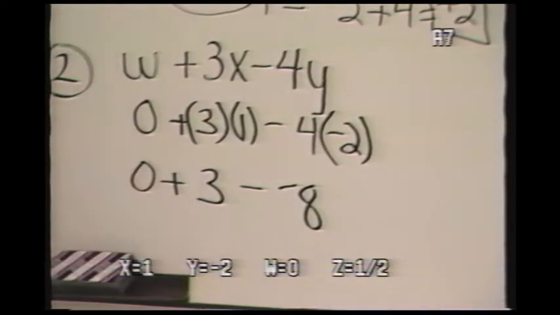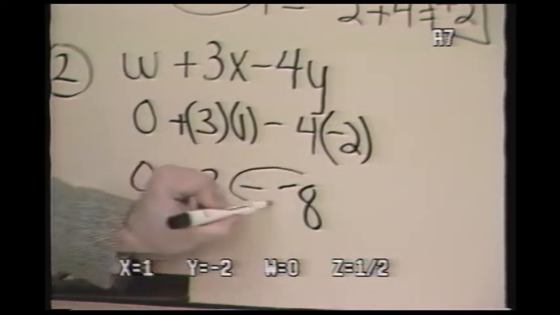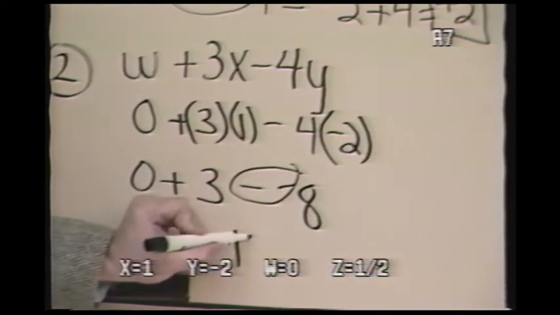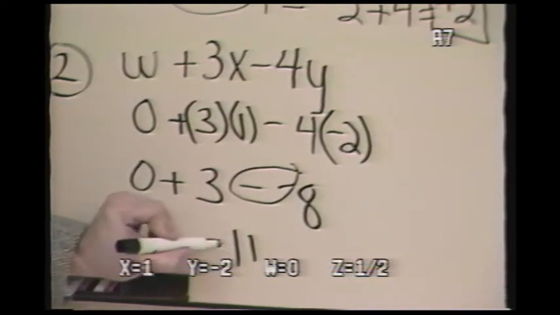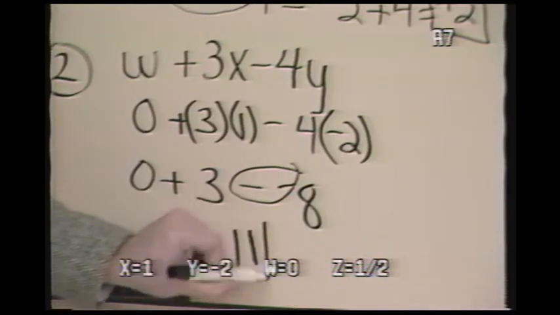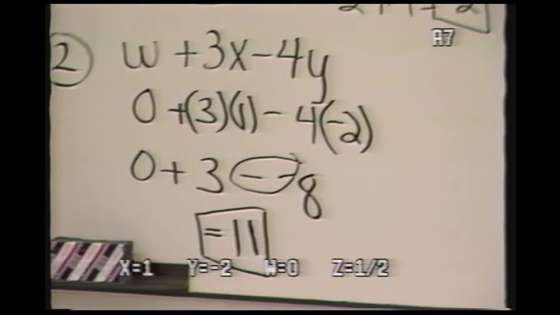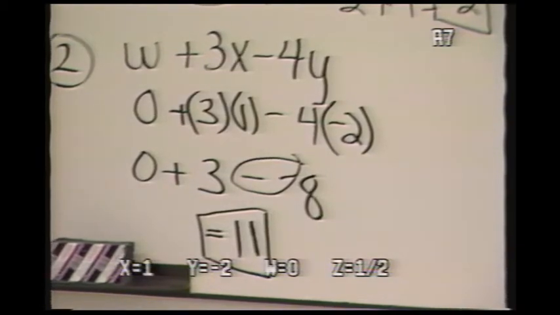Well, 0 and 3 is going to be 3. 3 minus negative 8 is going to be the same as 3 plus 8, and 3 plus 8 is equal to, let me get a nice big 11 there. There it is. So W plus 3x minus 4y is equal to 11.